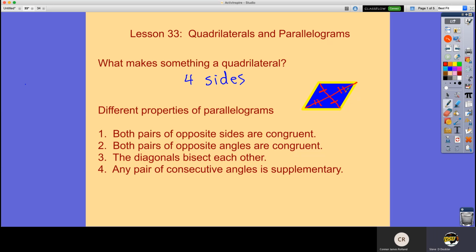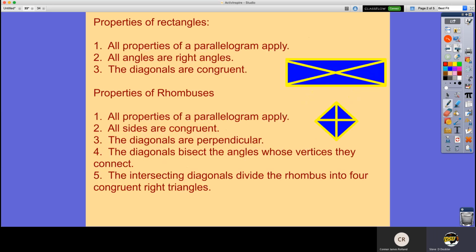And then the last thing that we know for sure is that any pair of consecutive angles are supplementary. Supplementary means that it adds up to 180. So for consecutive, this top left corner plus the bottom left corner is going to be 180. Top left, top right are going to be 180, and so on. So we know opposite angles are the same, but consecutive angles are going to add up to 180. From there, we can break it down into parts, which you can see with both the rectangles and the rhombuses.